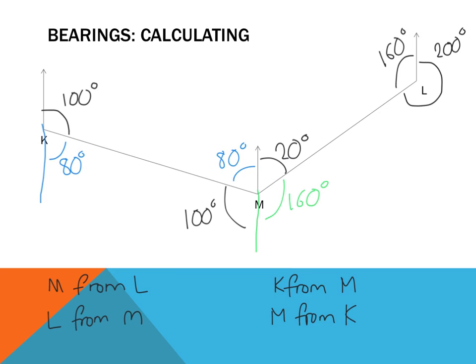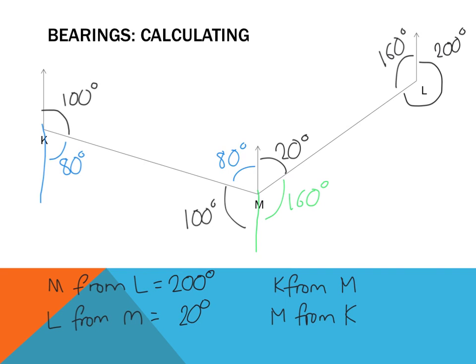So first of all, we've got to find the bearing of M from L. So we're starting at L, and we've got to go round clockwise until we get to M. We can read that one off straight away. It's 200 degrees. Okay, now we've got to do L from M. It's a reverse bearing, and as it's bigger than 180, as we said before, we can just take off 180 from 200, giving us 20 degrees.